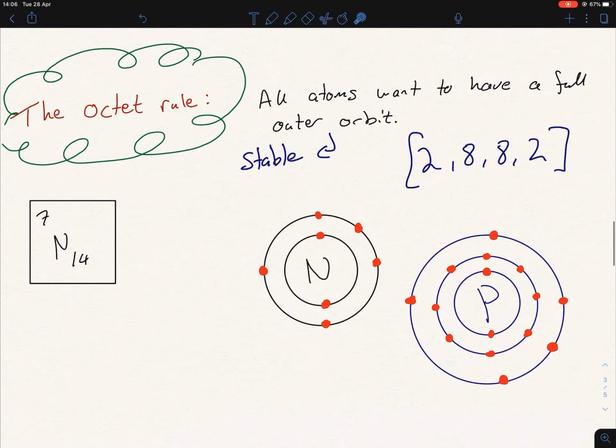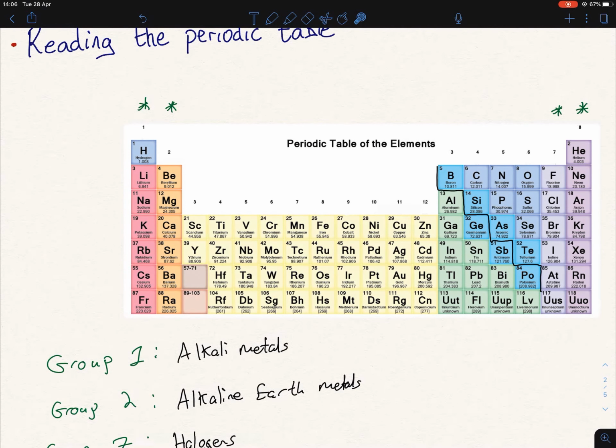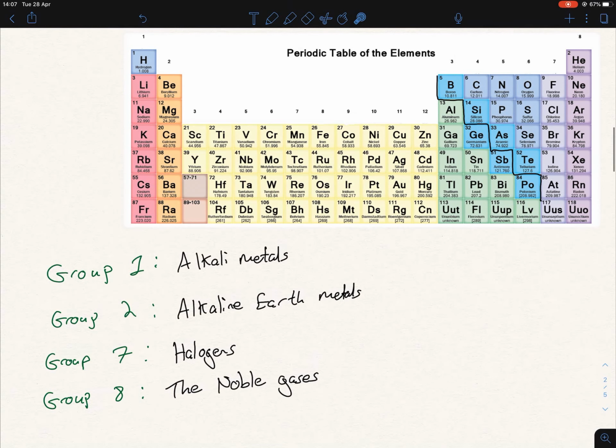Now, let's get back to reactivity though. So we now know that all atoms want to be stable. And for them to be stable, they need a full, I can't stress that word enough, guys, a full outer orbit for it to be stable. And if they're not stable, that's fair enough, they don't have a full outer orbit. Well, if we look at the periodic table, only one group out of the entire periodic table is going to have a full outer orbit. And that's going to be group 8, which is known as the noble gases.